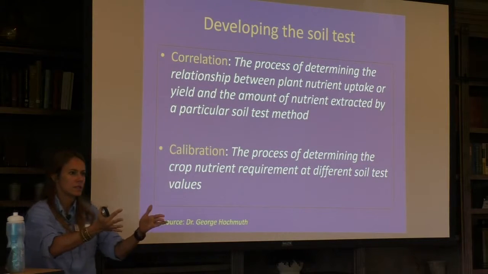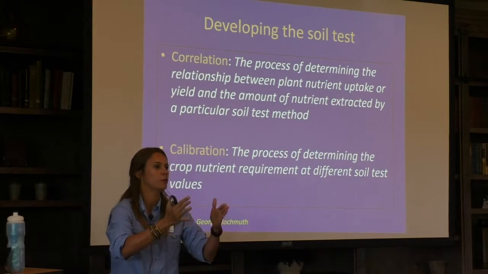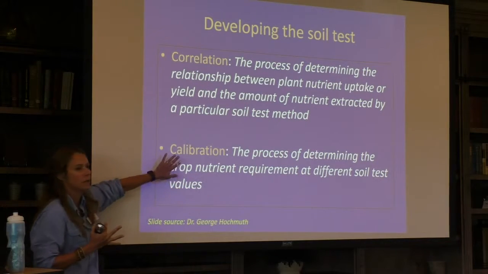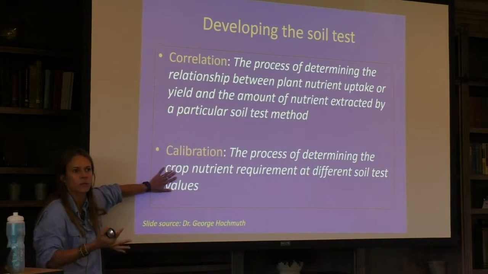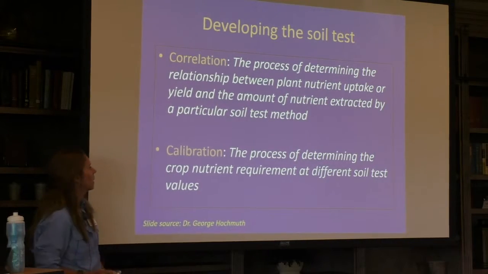Now comes the calibration. Now I know that this is 20 parts per million of phosphorus in the soil. Is that low, medium? So they do these traditional soil fertility experiments to see plant response under different nutrient levels in the soil.